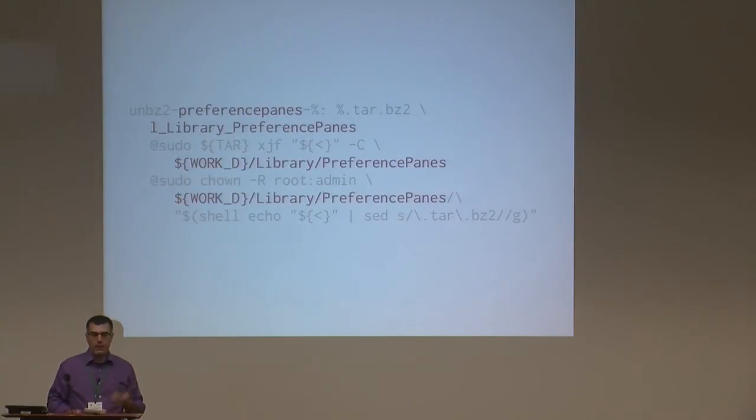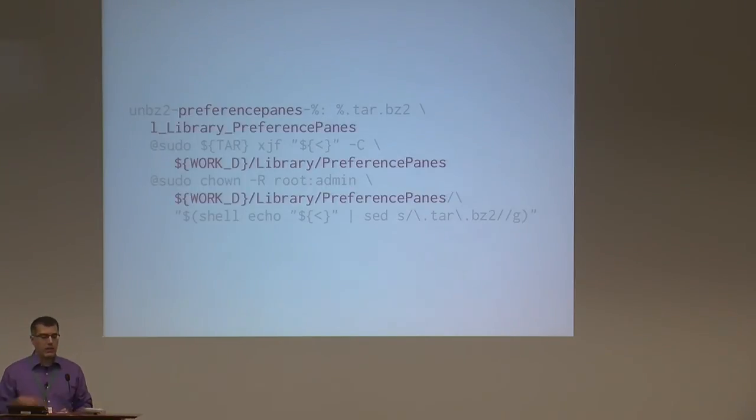Let's modify it. So here I've edited the unbz2 rule for applications to make a new rule for preference panes. The changes are highlighted. There weren't that many. So instead of applications, I'm doing preference panes, and I'm setting up all of the path information.